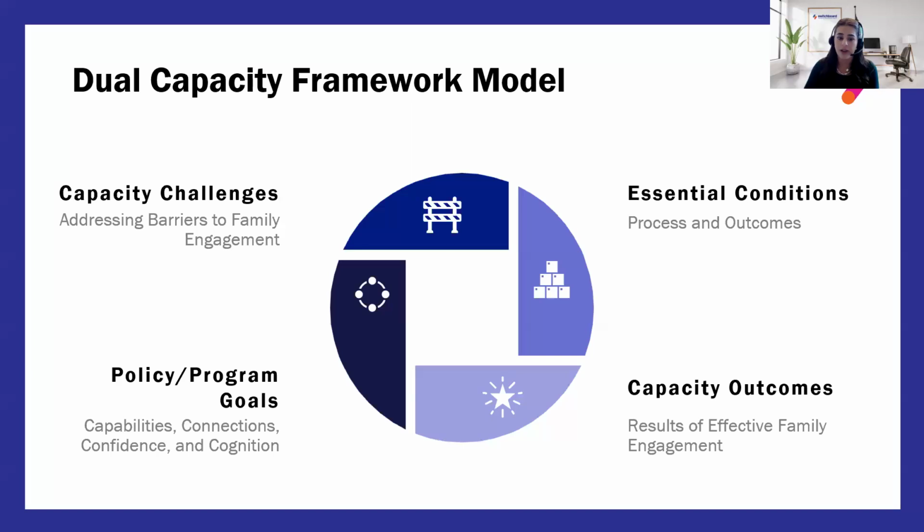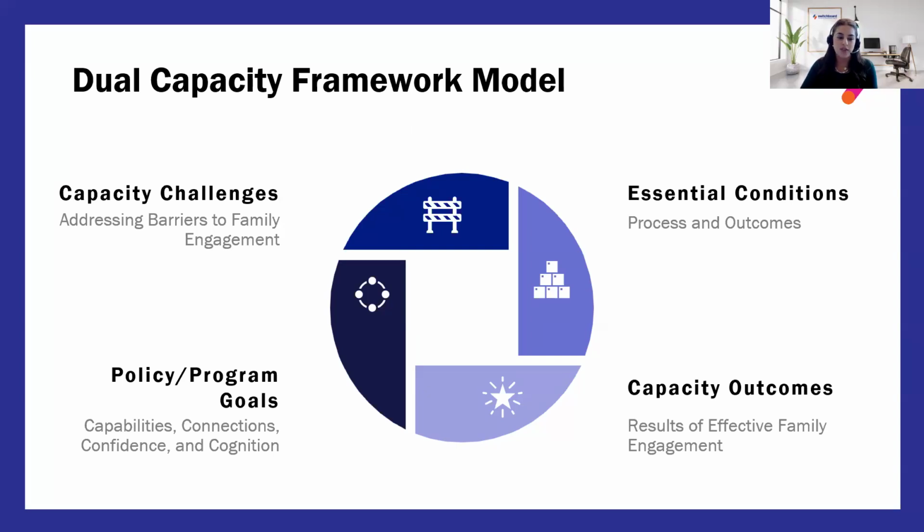And in the context of parent engagement or family engagement, the framework really focuses on building the skills, the knowledge, and the relationships that are necessary for this successful collaboration. And it has four essential parts that we're going to break down in the next slides to come. They're addressing capacity challenges. So what's getting in the way of families engaging? Essential conditions, which talk about the process and the outcomes necessary to have an effective family engagement program, and then program policies and goals.